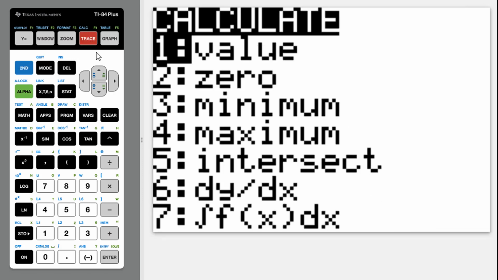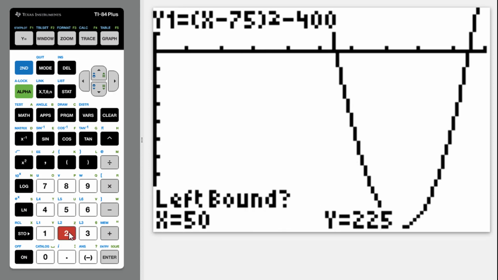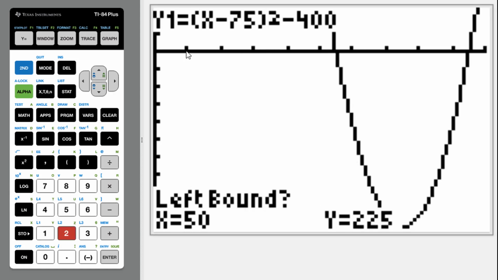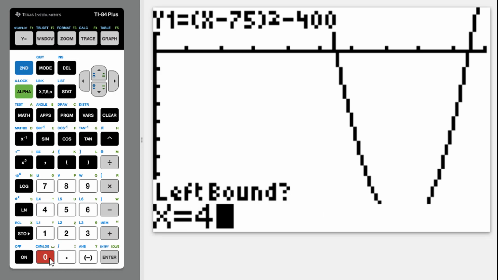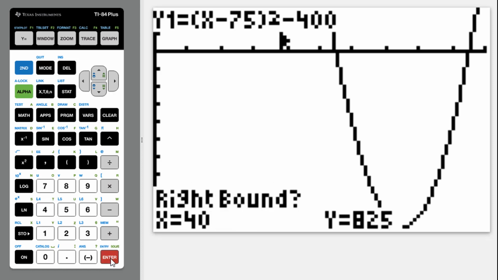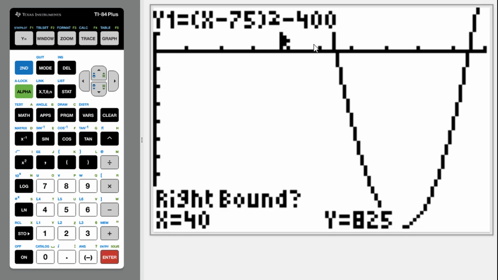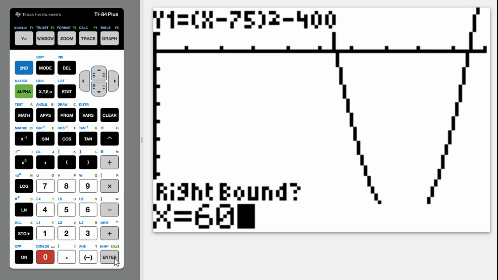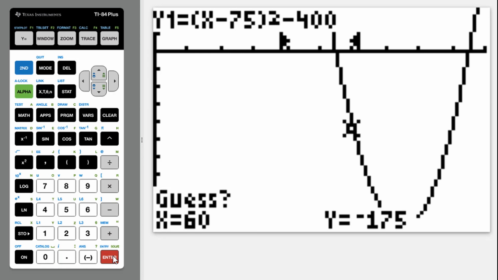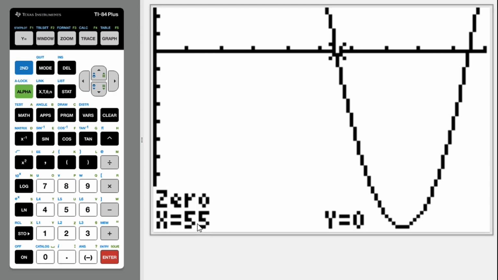Second trace, go to 2. The unit x scale is 10. 10, 20, 30, 40. Let's do 40 as the left bound. Right bound, 50, 60. Let's do 60. Enter. Enter. So you get this 55.